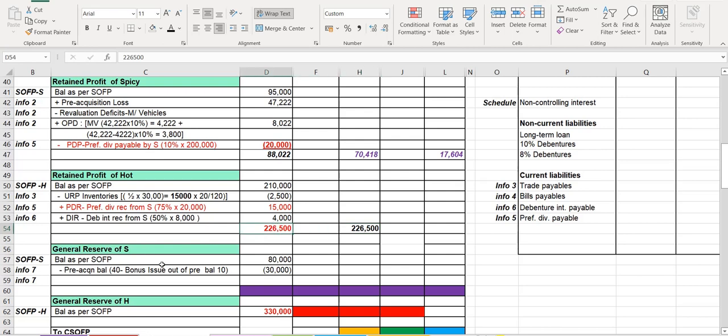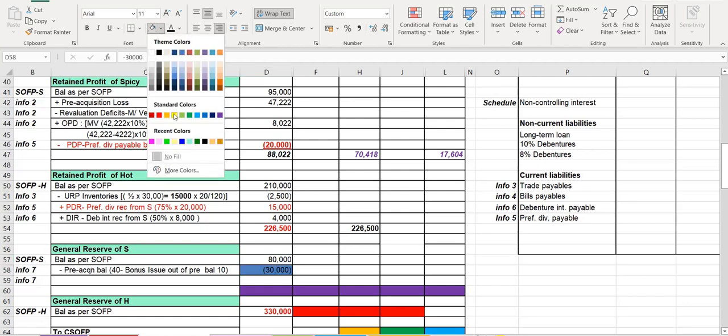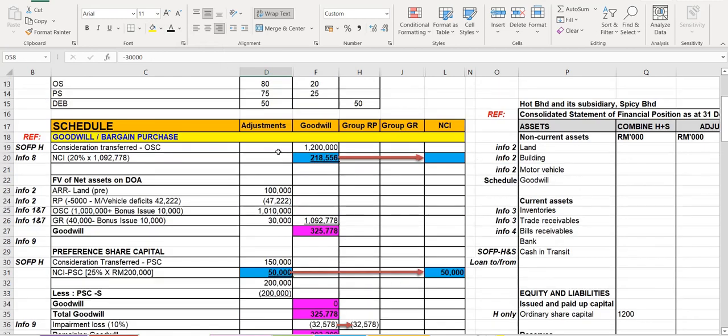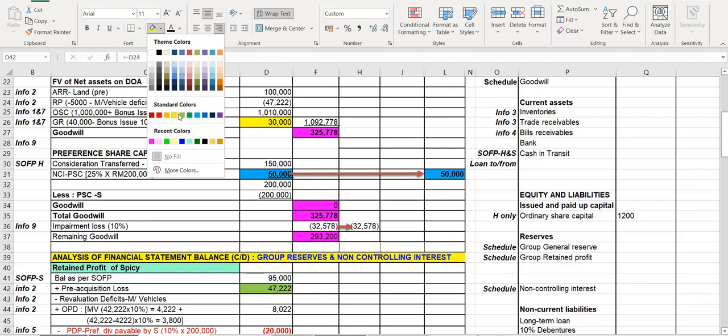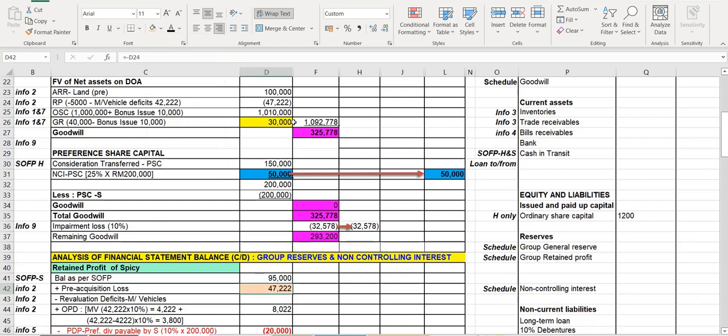So now we can go on with the general reserve. The general reserve balance was 80,000, as I mentioned earlier. And the pre-acquisition balance, 30,000 here, is the one from the working for the fair value of the asset. And recall, to show you, this is the one from here.